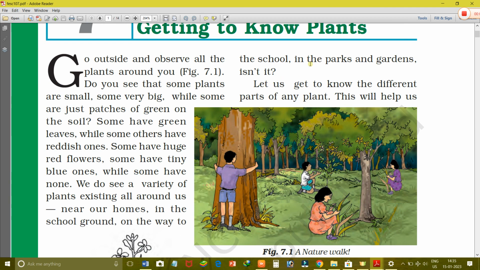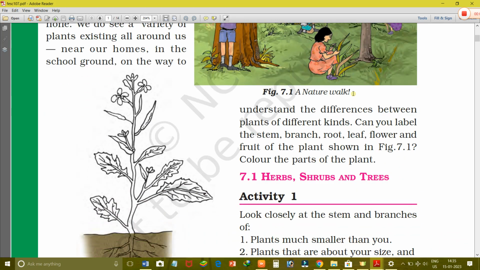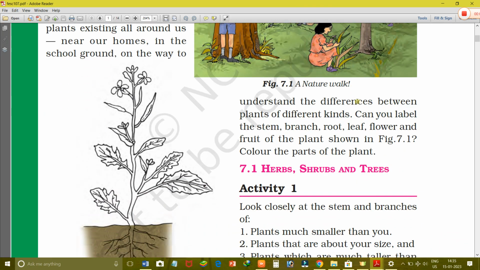The school, in the parks and gardens, is it not? Let us get to know the different parts of any plant. This will help us understand the difference between plants of different kinds.